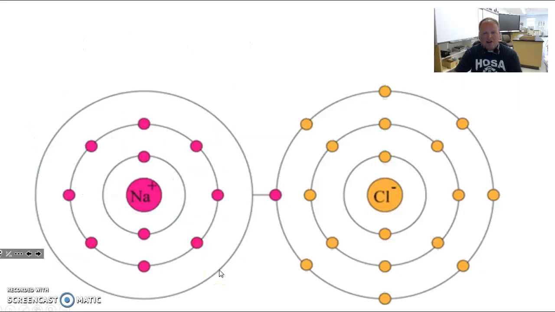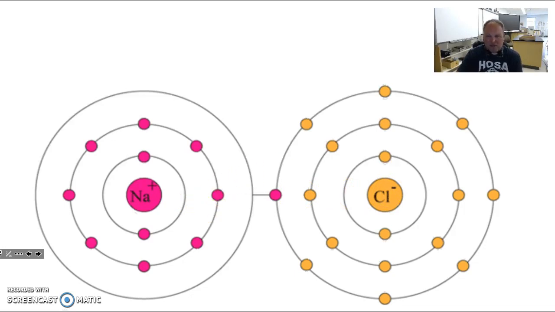The problem is, look what happens when they do. As soon as chlorine takes that electron, check it out. He now has 8 in his outermost shell, and he looks like a noble gas, but he's not, because he still has his chlorine amount of protons. But he did gain an electron. Since he gained an electron, he is now negative. He's stable, but he's negative.